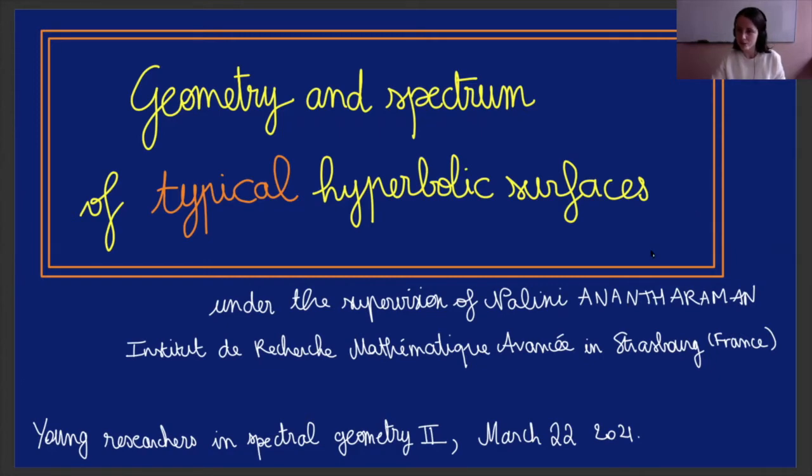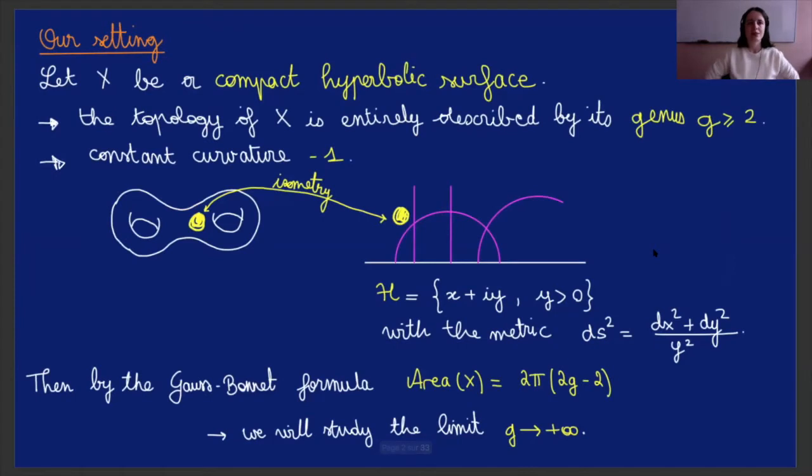Okay, so the setting in which I will be is the setting of compact hyperbolic surfaces. So I will consider a surface X, which is topologically like this. The only thing you need to know to understand its topology is the genus g, which is a number greater than 2. So there are no cusps, the surface is connected and has no boundary, it's just something like this.